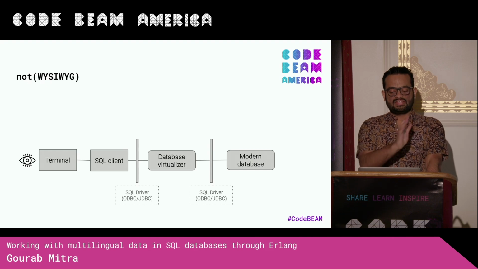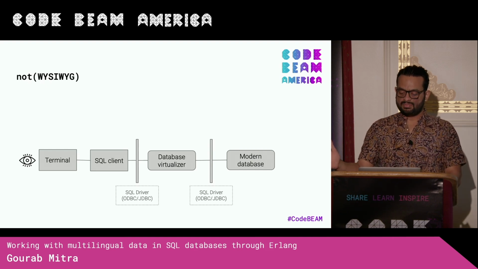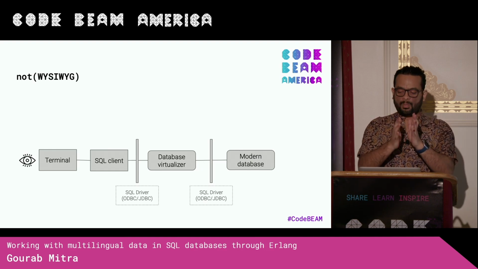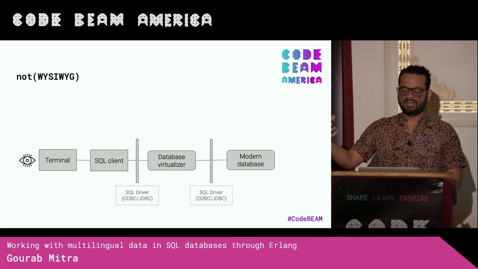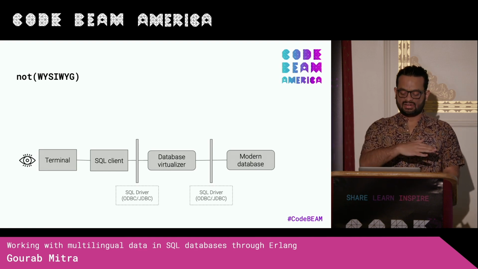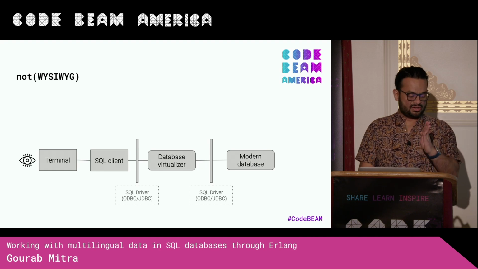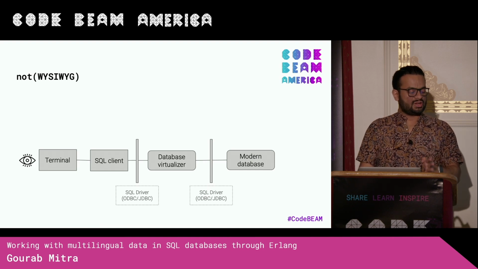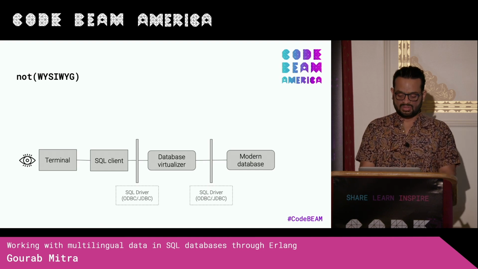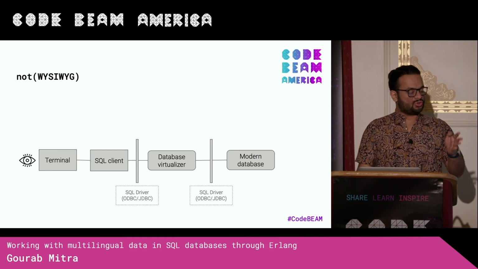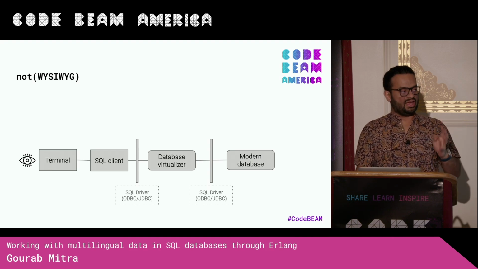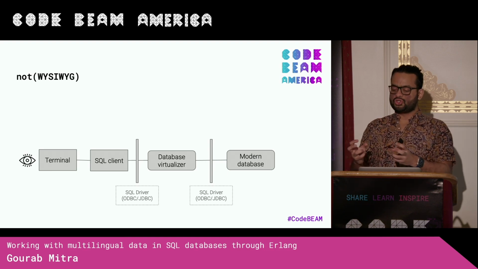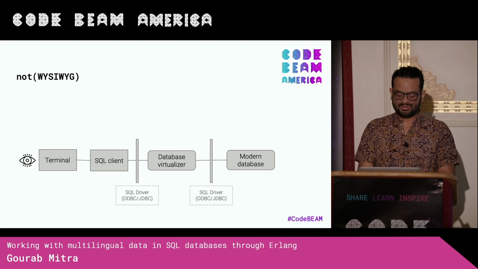We use the terminal to inspect different components in this setup. It's important to note that there are several more hops that the data, the string, has to jump through in order to get to the database and get back to the client. There are ODBC drivers sitting in between the SQL client and the database virtualizer, as well as the virtualizer and the modern database. Each of these components are places where a string encoding and decoding occurs, and hence it presents an opportunity for the data to get mangled.